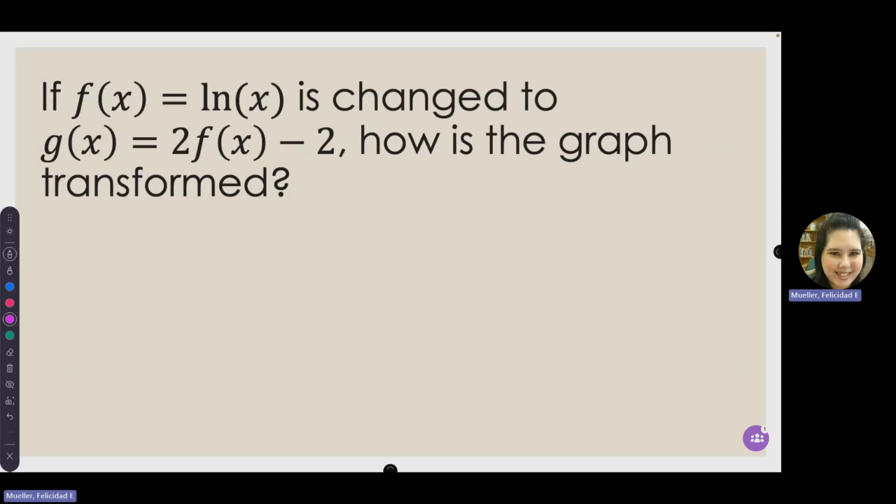Okay, next we have question number 2. If f of x equals natural log of x is changed to g of x equals 2 f of x minus 2, how's the graph transformed? Again, we're going to identify a, h, and k. Again, as always, a is in the front, so a is 2. H is 0, k is -2.